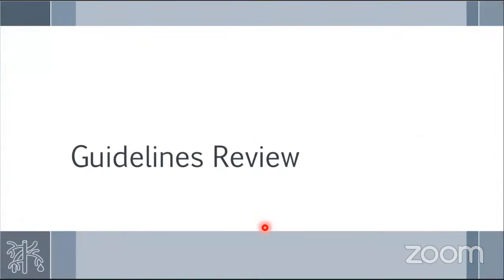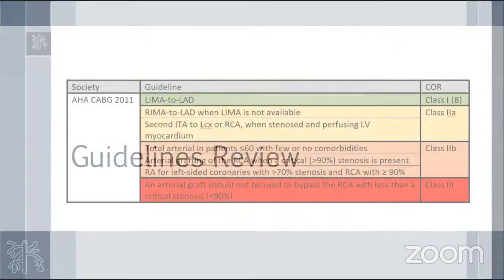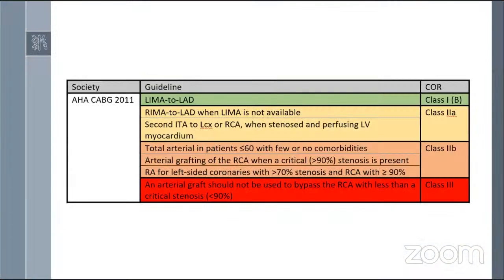The last part of my presentation is a review of the guidelines regarding the conduit choice. The first guidelines are the American Heart Association CABG guidelines in 2011. You can see it's class 1, level of evidence B, to use the LIMA to LAD. And it's class 2A to use the RIMA to LAD when LIMA is not available. And the second internal thoracic artery to be grafted to the circ or the RCA when stenosed and perfusing LV myocardium.